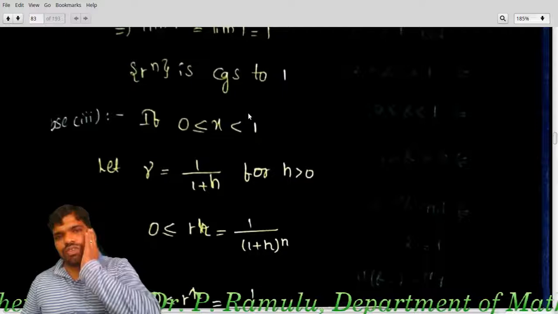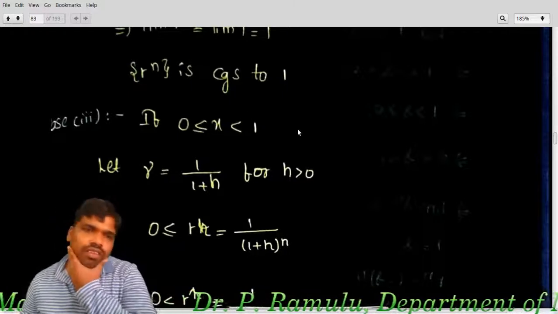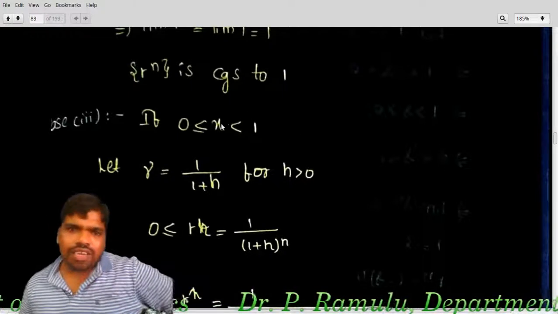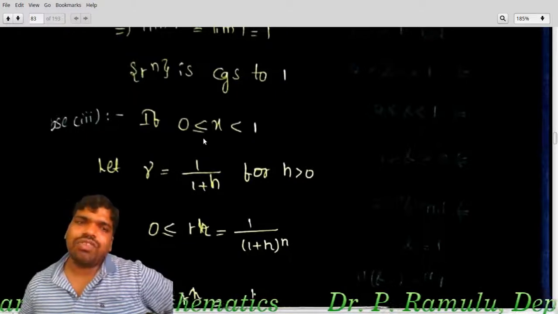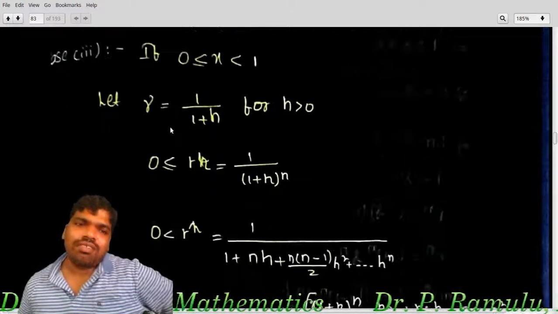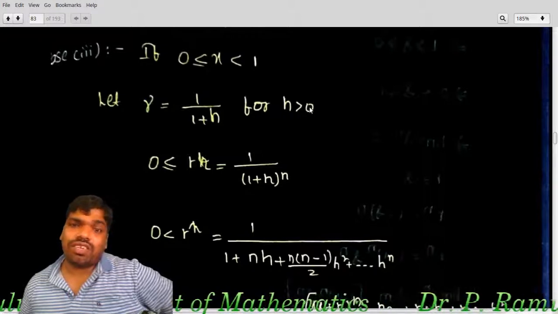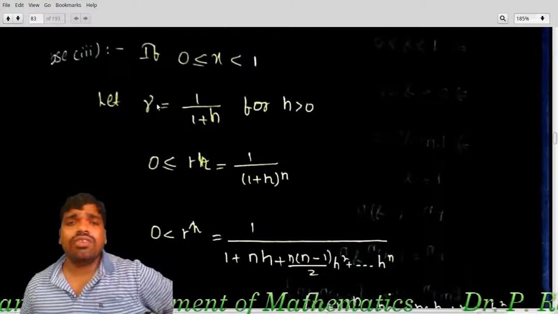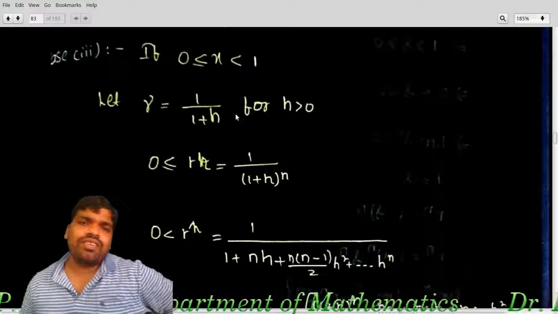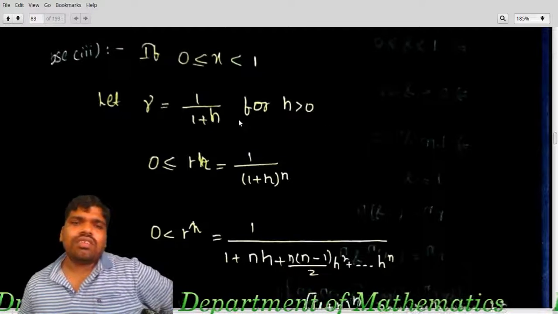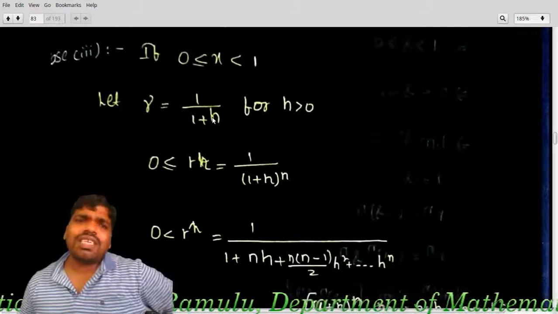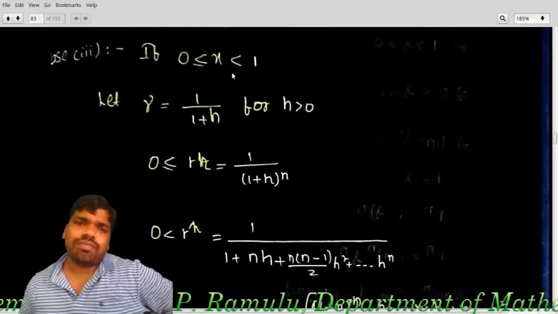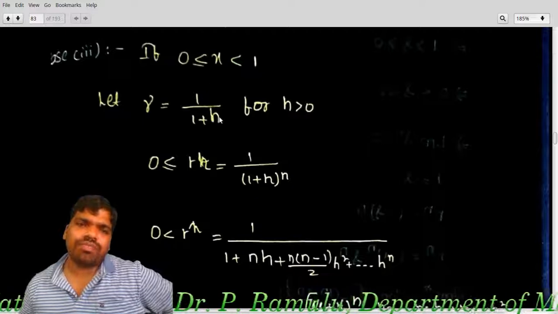Okay, so in this case, if 0 ≤ r < 1, what happens? I am taking that the value lies between 0 and 1. For this, I am writing r = 1/(1+h) for h > 0. If h is any such value, r must lie between 0 and 1 only.